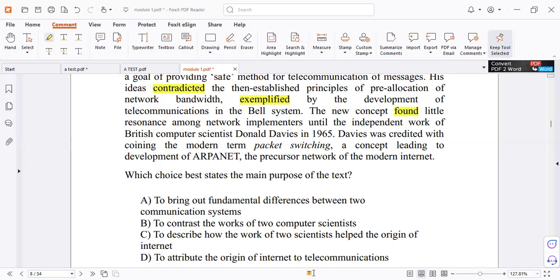D for question 7. Oh, it's letter C. How? D, D, D. To attribute the origin.